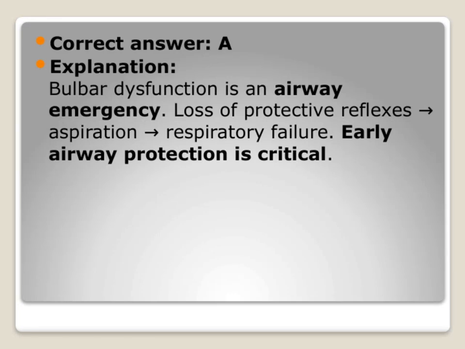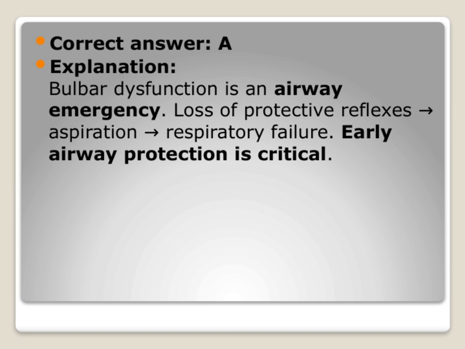Let's talk about why that's so important. Bulbar dysfunction is actually considered an airway emergency. When the nerves controlling the muscles involved in swallowing and speech are affected, it can lead to a loss of protective reflexes like coughing and swallowing. This is a critical point because it significantly increases the risk of aspiration, where food or liquids enter the airway instead of going down the esophagus.